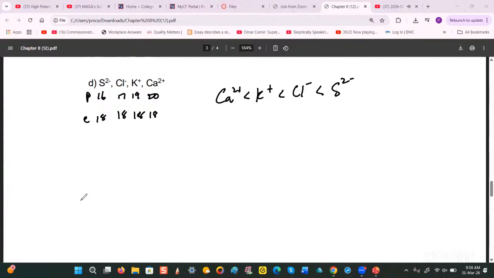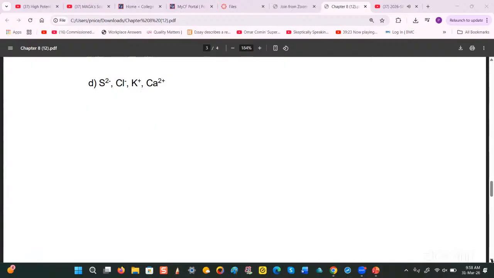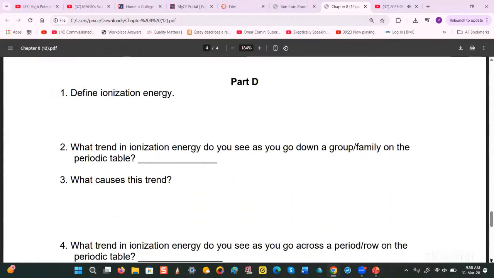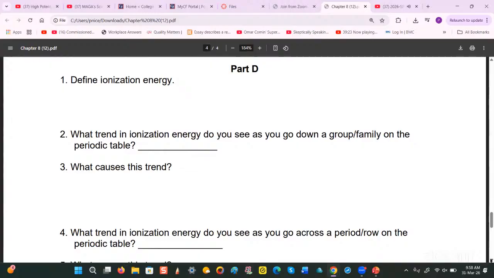All right, very good. Let me clear this and scroll down. Okay, so now we're going to get into some other trends in terms of physical properties of atoms, elements, and the periodic table. So the first question being asked here is, define ionization energy, right? Let me just give it to you right here. Basically, it's the energy required to remove an electron from a gaseous atom.